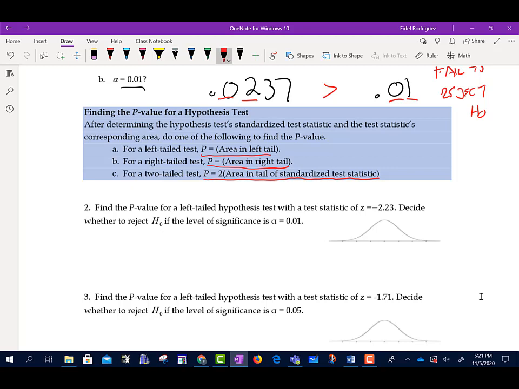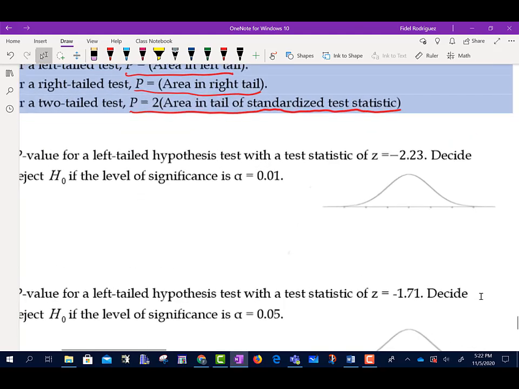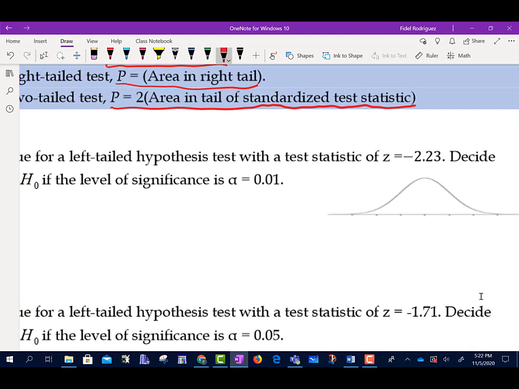All right, so number 2 says, find the p-value for a left-tailed hypothesis test with a test statistic of z equal to negative 2.23. Decide whether to reject the null hypothesis if the level of significance A is 0.01. First thing I'm going to do is look for my z-value of negative 2.23. Remember, this here is 0. Negative 2.23 would be somewhere right about here, and we're looking for the area to the left.